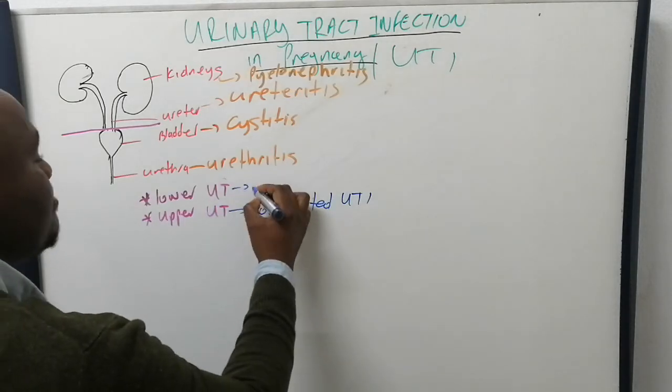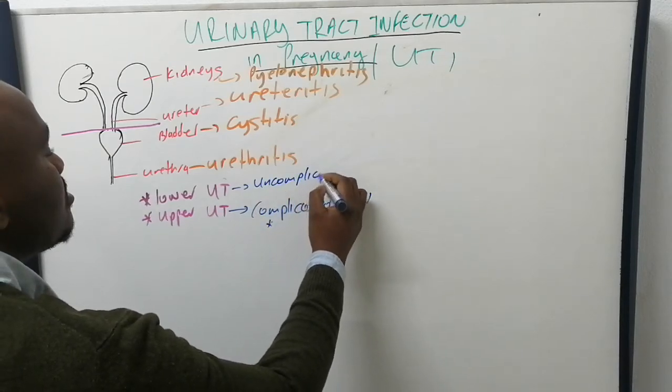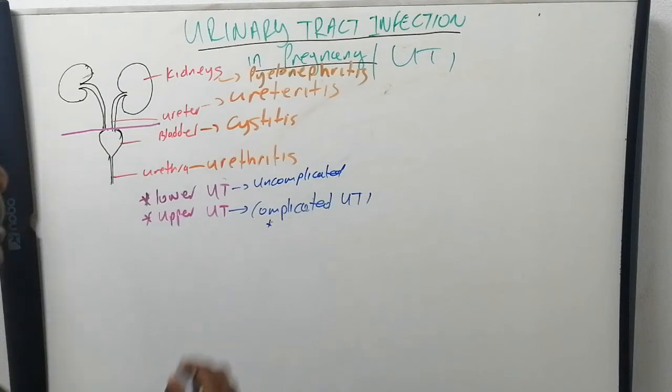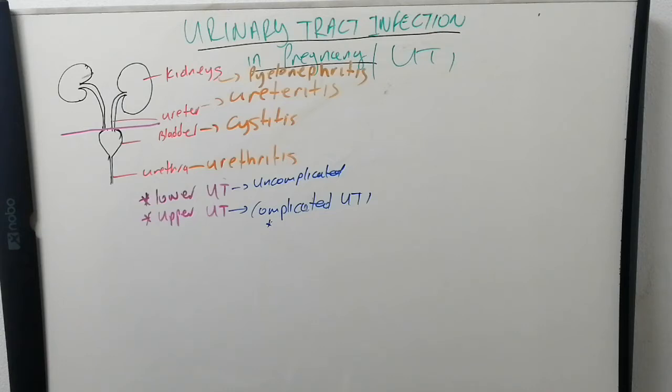It's important to know this because the medication that is used and the management differ. A patient who's got a complicated UTI most likely will need admission and an extensive workup, some imaging and that kind of thing. But someone who's got an uncomplicated UTI can be treated as an outpatient. So it's important to distinguish a toxic patient from a non-toxic patient.